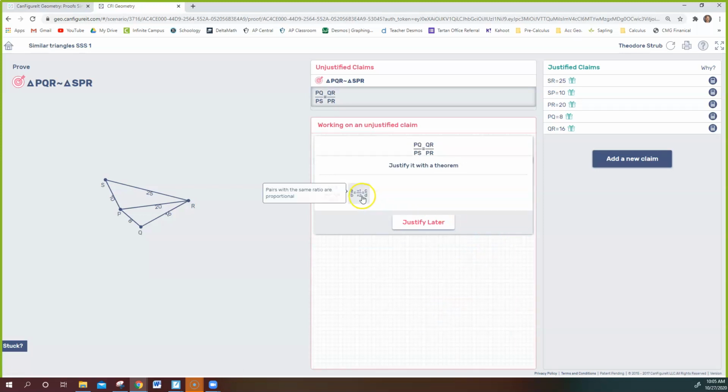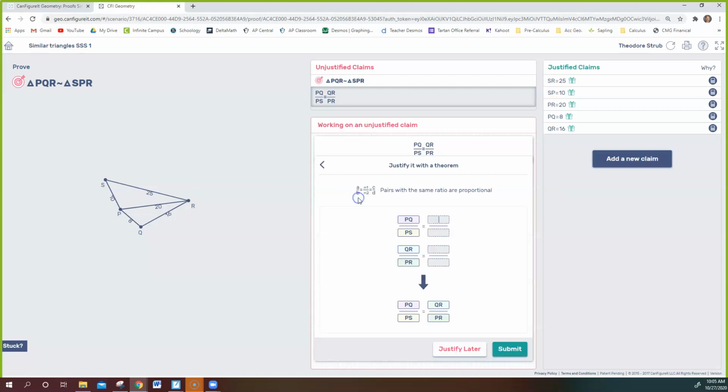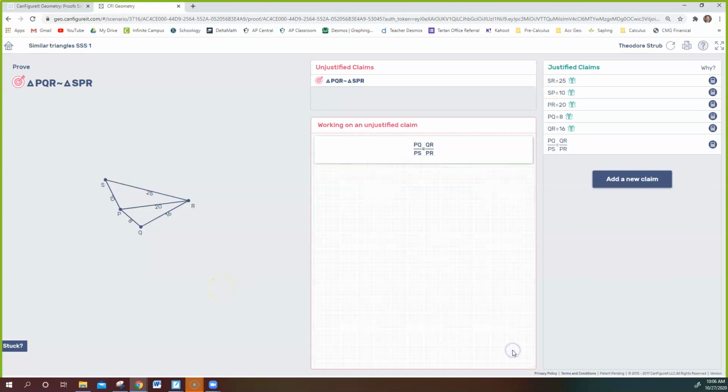And we always pick that the ratios are the same. And then we have to plug in the numbers. So what was PQ? You have to physically type that in. 8 to PS, which was 10. So small side to small side. QR was 16. That's the middle side, to 20, the middle side on this one. And I'll hit submit. Now, that just gives me the small side to the medium side.